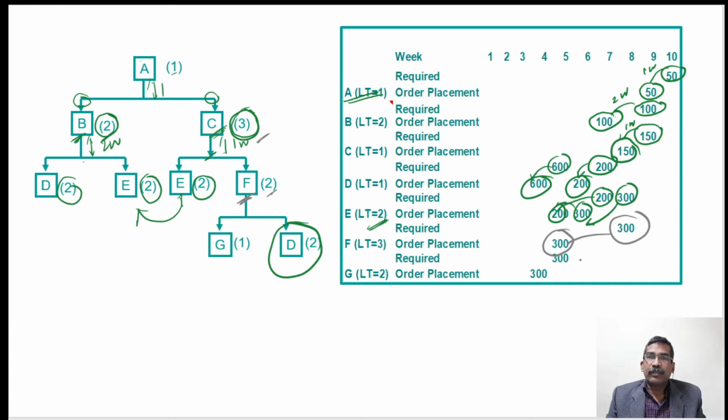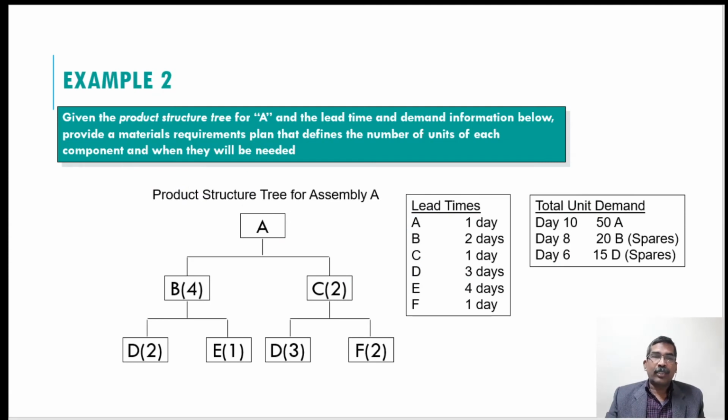Similarly, for G is given here. So in this way we have to place the order considering the lead time, and this is the simplest form of the MRP. Only the order placement and required item is shown, but this may be complex if we consider how much order is already placed, how many items are available in the inventory. So we can consider the net requirement here, not only the gross requirement. Here we have considered only the gross requirement. There may be the net requirement, and we will discuss it later in another example.